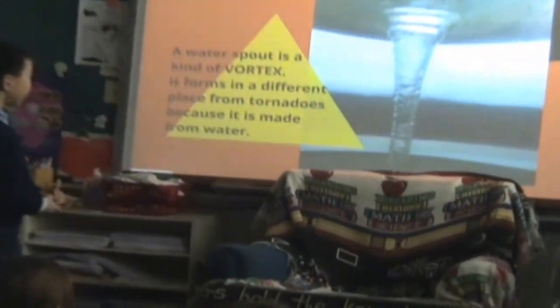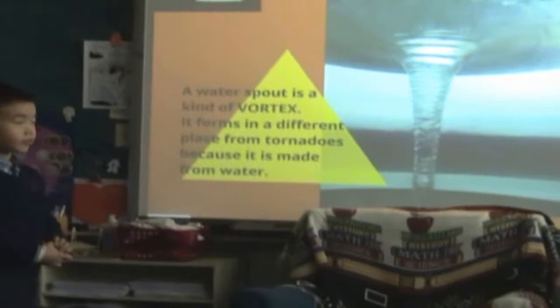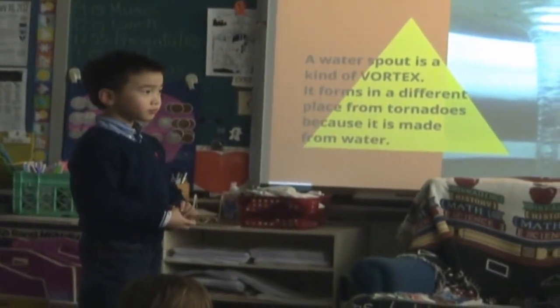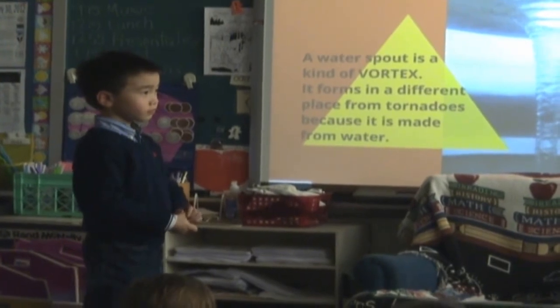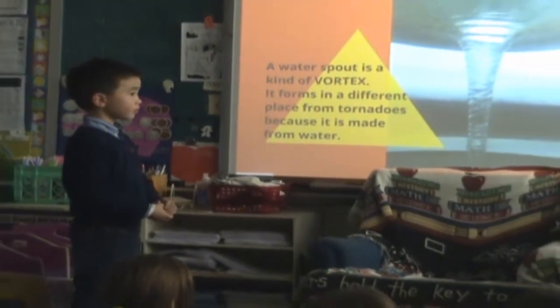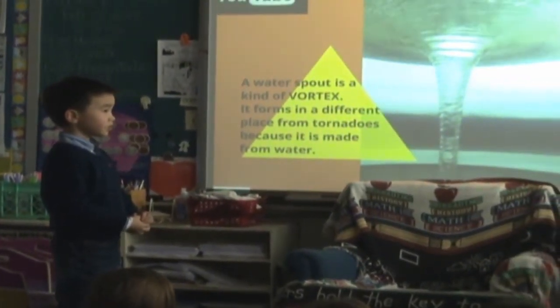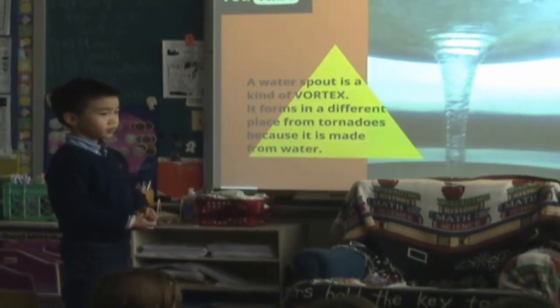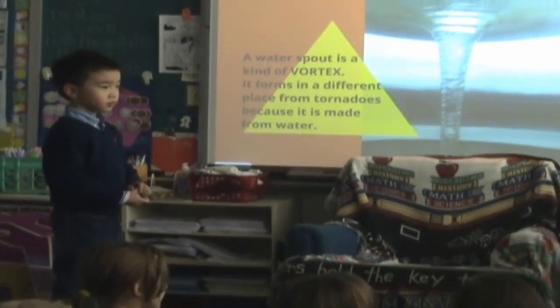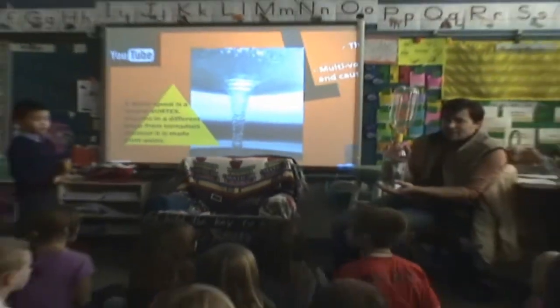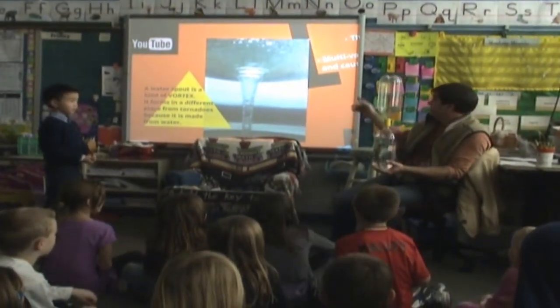A water spout is a kind of vortex. It forms in a different place because it is made from water. What's a tornado made of, if it's not made of water? It's made from debris. Yeah, debris and wind. Do you think this is a tornado, kiddos? But it's like a tornado.